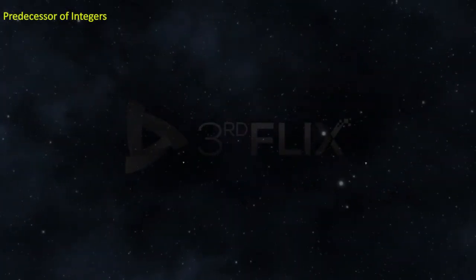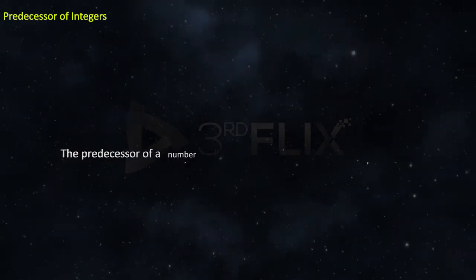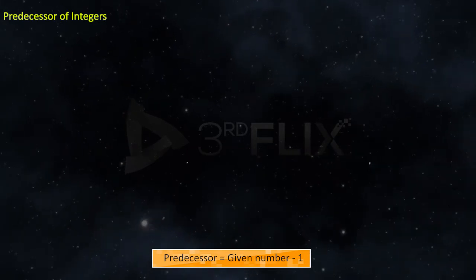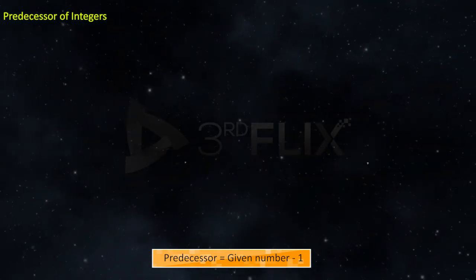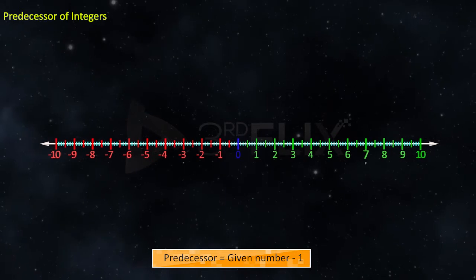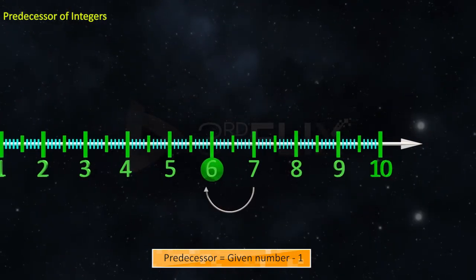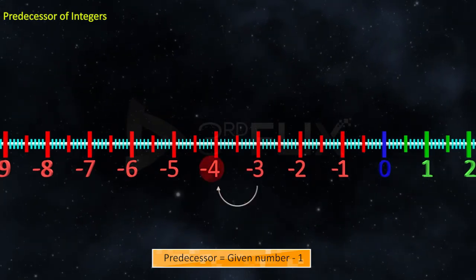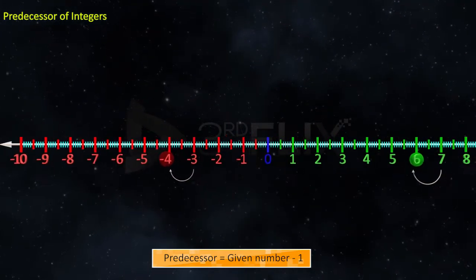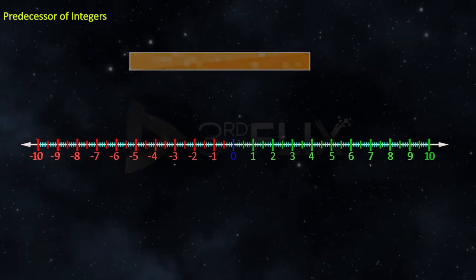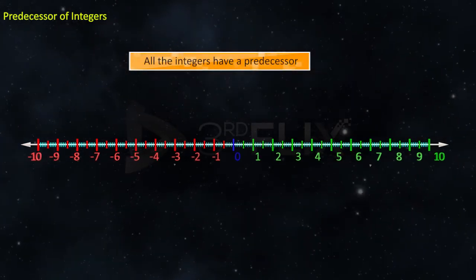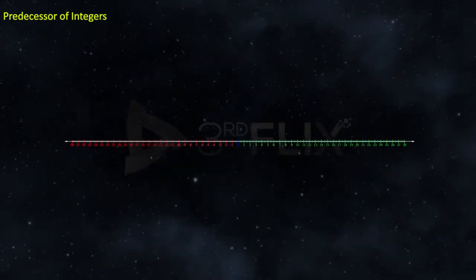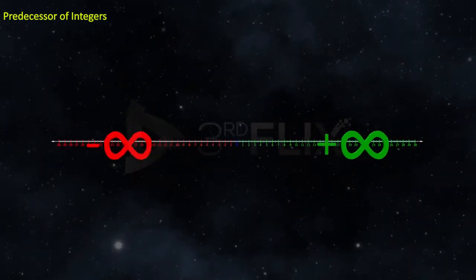Predecessor of integers. The predecessor of a number means the number before the given number. What is the predecessor of 7? The predecessor of 7 is 6, which is a whole number. In the same way, -4 is a predecessor of -3. Do all the integers have a predecessor? Yes, all the integers have a predecessor. We can't say the smallest and largest integers, because integers are infinite.